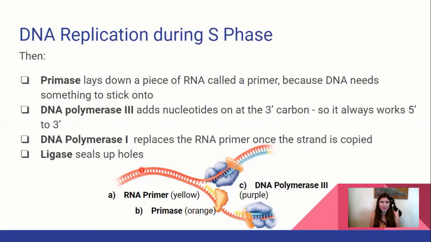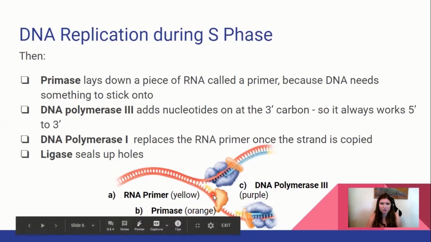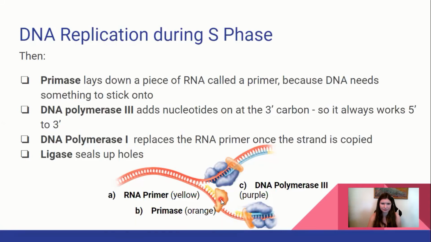So we make our primer out of RNA. So we have a little RNA primer laid down by our enzyme primase. So here in the image in yellow, we see our RNA primer. So those are some RNA nucleotides that we stuck on. And here in orange is primase laying it down.